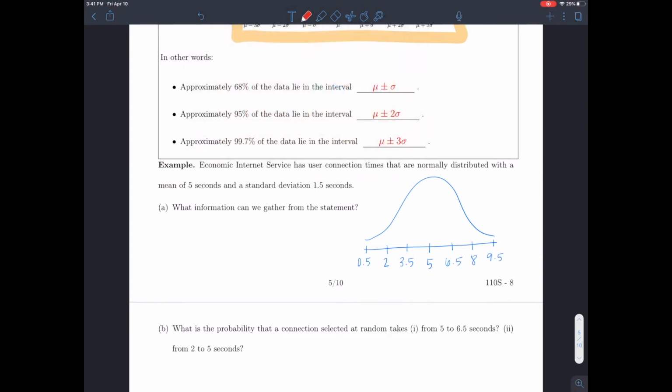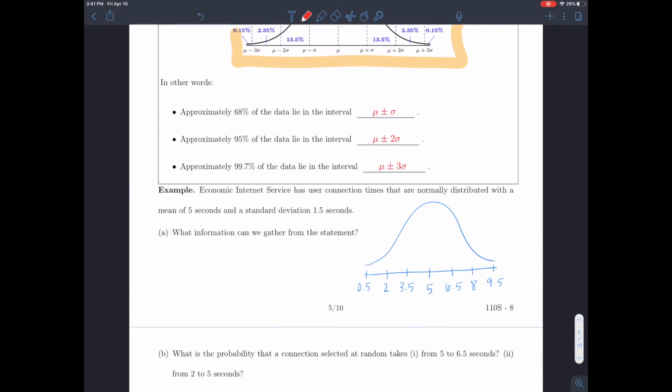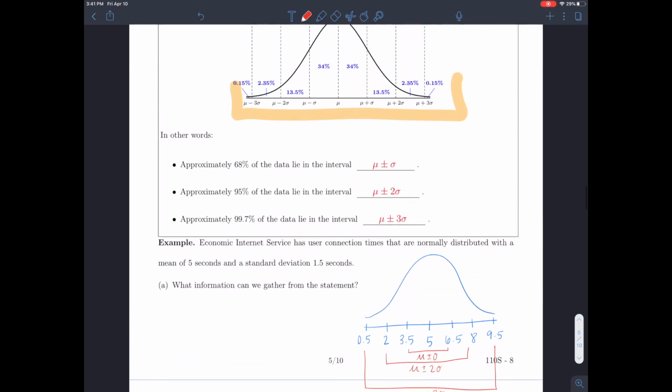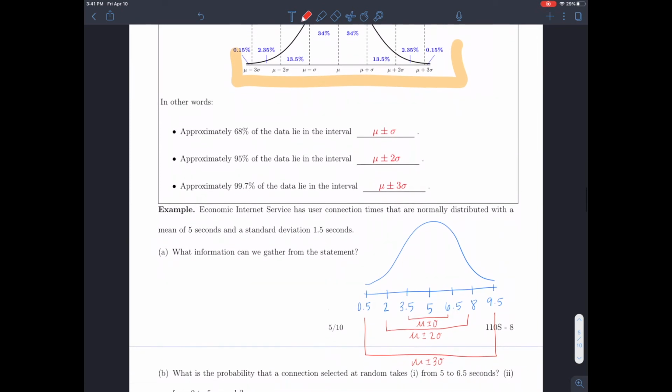And so if I compare the curve I just drew with the curve up here, this would be mu plus or minus 1 standard deviation. From 2 to 8 would be plus or minus 2 standard deviations. And then from 0.5 all the way to 9.5, this would be 3 standard deviations from the mean. And so here, you can see that these percentages are still going to be the same regardless of the numbers that I have here. So within 1 standard deviation of the mean, I have 68% of my data.